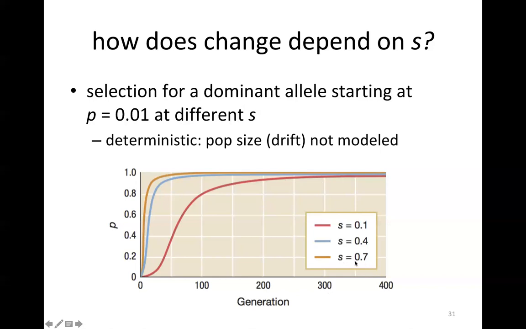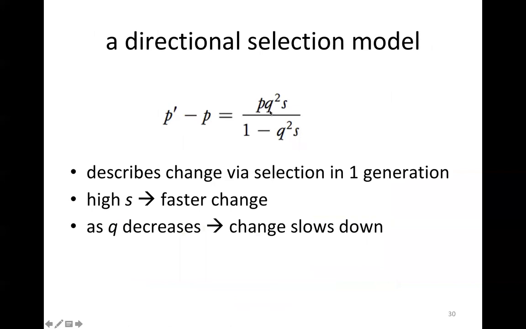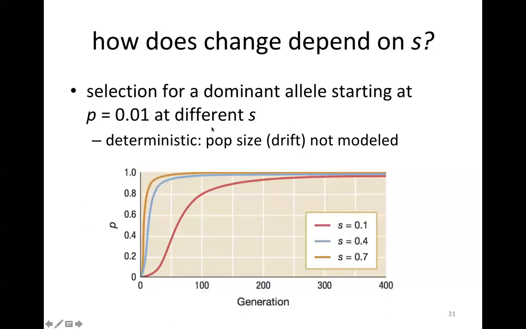If the selection coefficient was stronger, like 0.7 here, then the shape is kind of similar, but it is just so much faster. If it were somewhat more intermediate, it looks like this. So depending on the selection coefficient, we have a different rate of response, as we predicted. And the final fixation takes time because, again, as q approaches 0, the change will also be smaller. And this is a deterministic model, so it doesn't include genetic drift.